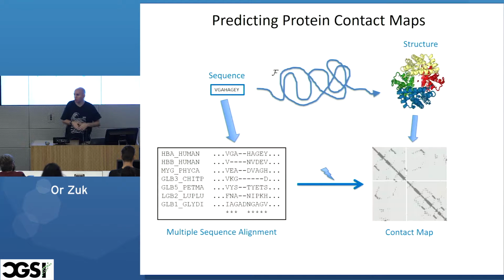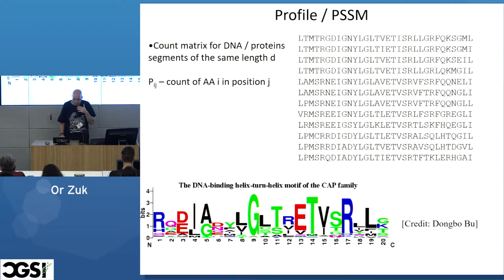So now we know where we're going. If we have a query sequence, we need to build a multiple sequence alignment. And then we're going to do some computations on this sequence alignment and try to predict contacts. So I'll briefly describe how multiple sequence alignments are built. This is a topic for a whole new lecture.